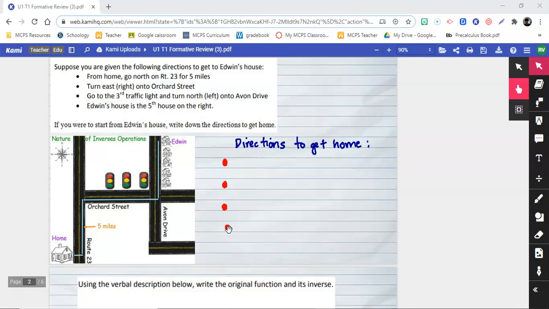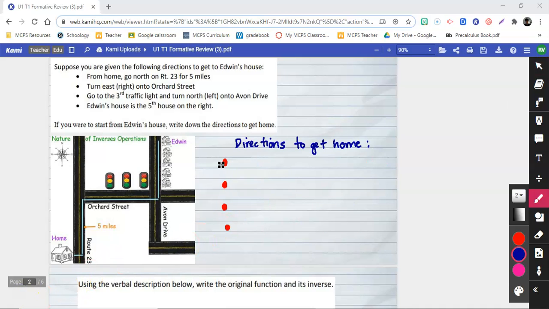Sometimes it's helpful to sketch the given directions. In this case, let's utilize the given illustration to write the directions to get home. So I'm going to start from Edwin's house and turn south to Avon Drive. So we can say turn south or turn left to Avon Drive.